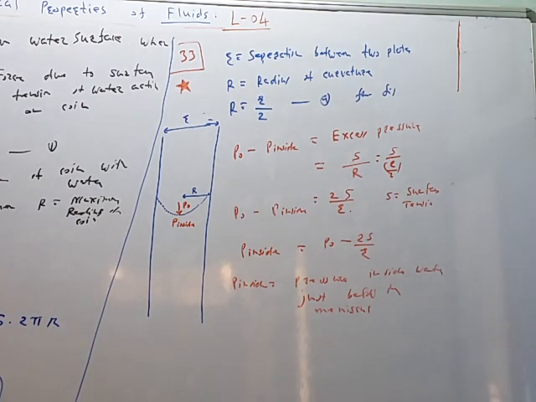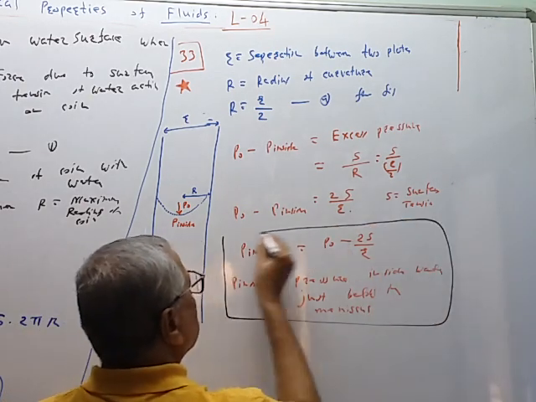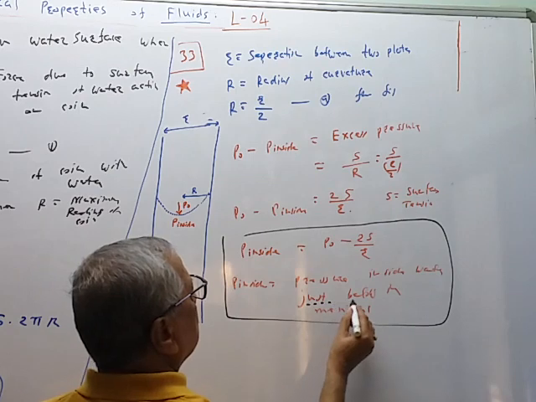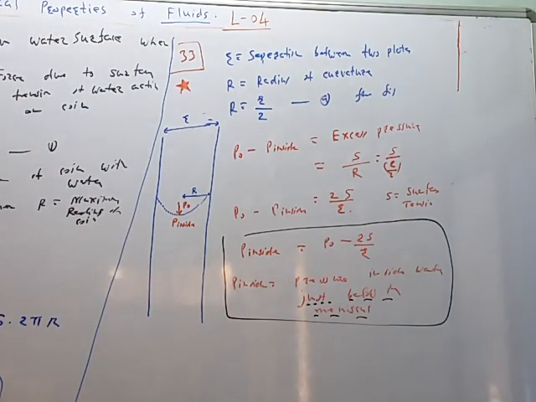2T upon R, 4T upon R, these formulae are for bubble and drop, but this is only a half circle, and therefore this is only S upon R. So the correct answer: the pressure inside the water just below the meniscus is equal to P0, atmospheric pressure, minus 2 times S upon R, and therefore the correct choice is A.